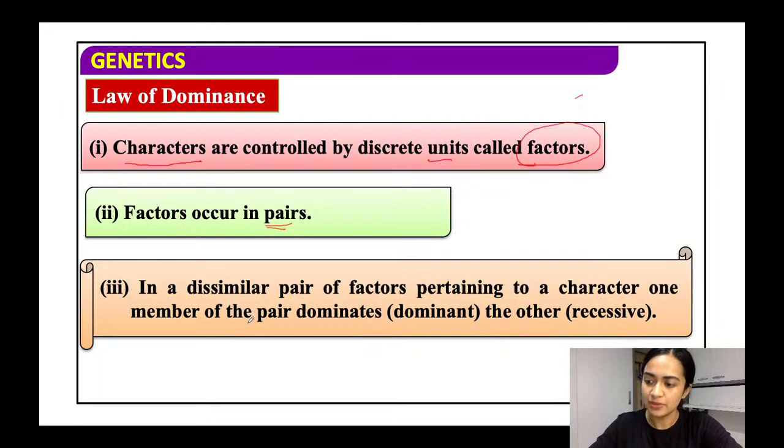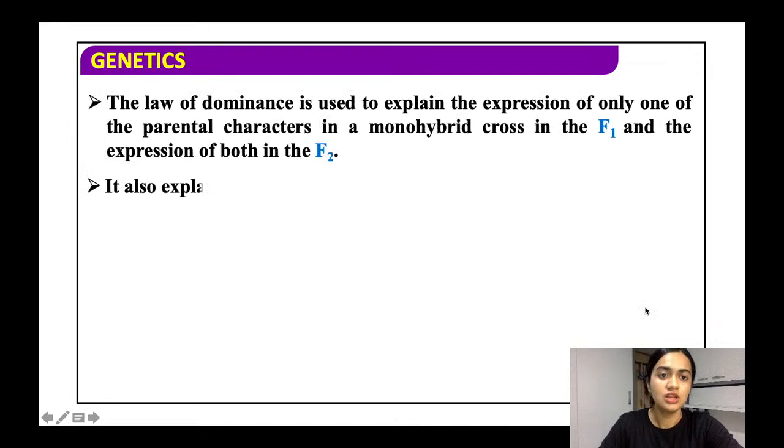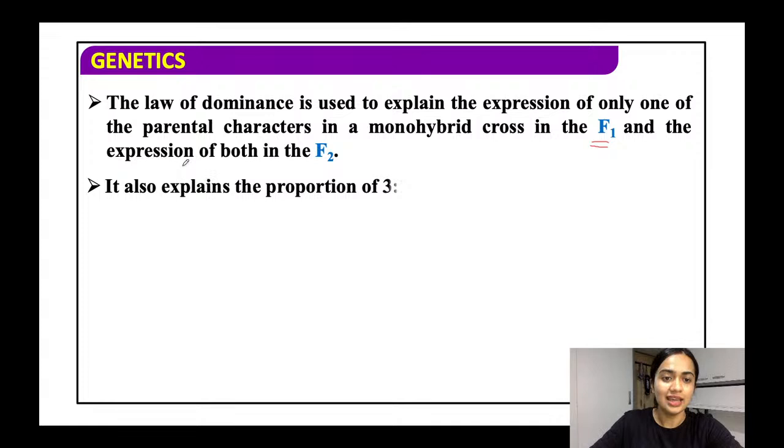So what happens is that in a dissimilar pair of factors pertaining to a character, one member dominates the other. The dominant one is known as the dominant character, and the other one, which is suppressed, is the recessive. So the law of dominance is used to explain the expression of only one, that is the parental character, in the monohybrid cross in the F1, and the expression of both in F2. So it also explains the proportion of 3 is to 1.